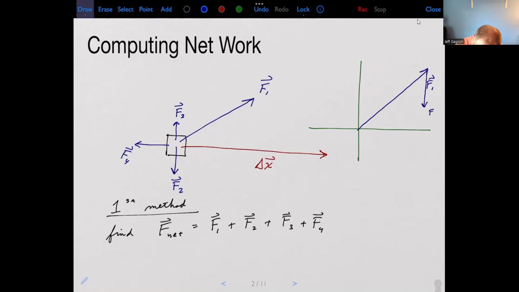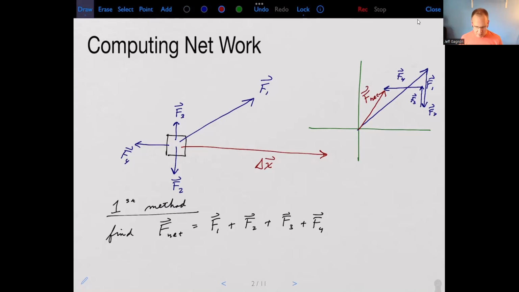This is F2. Then I add F3, which is going to be back up a little ways, right? Tip to tail. And then finally add F4. So this is F3. It's getting kind of crowded here. And in F4, I'm going to move the tail of F4 to the tip of F3. Let's say it does this. And then if I draw a vector from the tail of the first one, tail of F1, to the tip of the last one, tip of F4, that's going to be my resultant vector, right? That'll be F net. That's F1 plus F2 plus F3 plus F4, right?